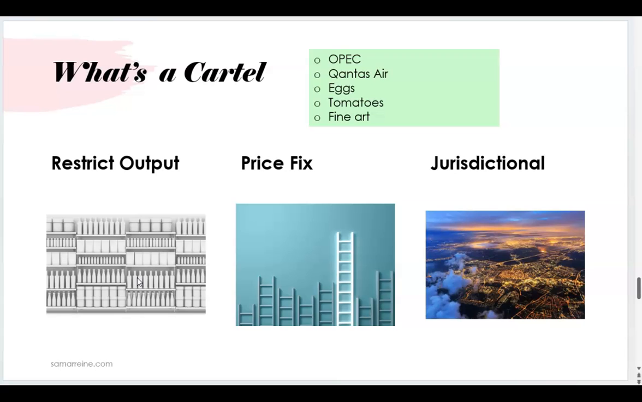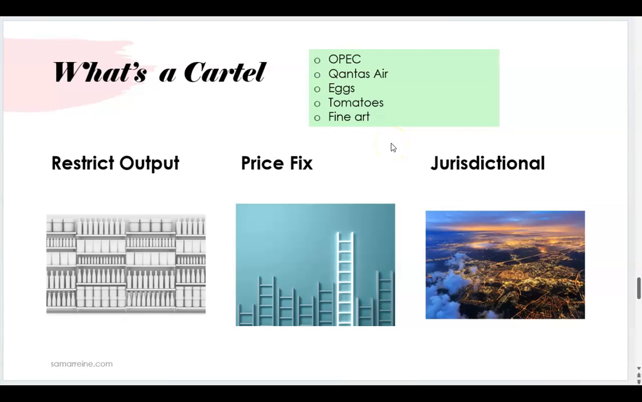Other examples are OPEC, and Qantas Air got in trouble for that. There was at one point in the US an issue with eggs where the chicken producers reduced the sizes of the cages, so for cruelty reasons you can only have so many chickens. By shrinking the size of the cage, you have fewer chickens. Now they're laying fewer eggs, and then they were exporting more eggs than normal, and that made the price of eggs domestically much higher. Fine art, where various auction houses fix prices, tomatoes, so it happens all over the place.